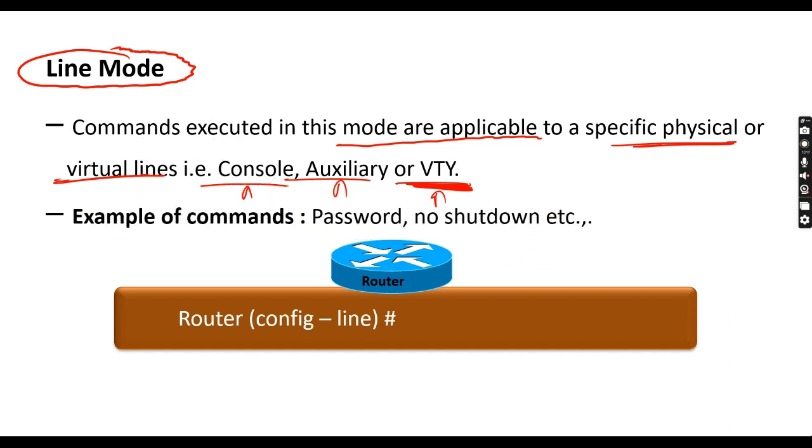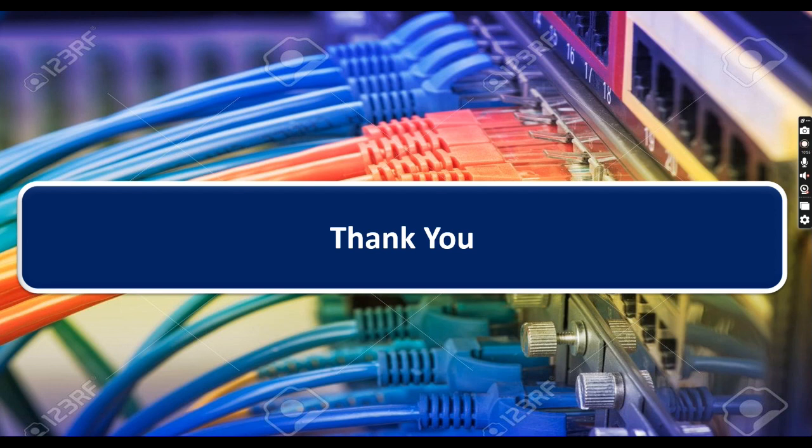What commands can you run here? You can run the password command, and you can run the no shutdown command. How do you go into this mode? You just need to enter line console 0 or line auxiliary, and you will be able to go into the port there. Fine. That's it for this particular lecture. I will show you the demo of all of this in the next lecture itself.